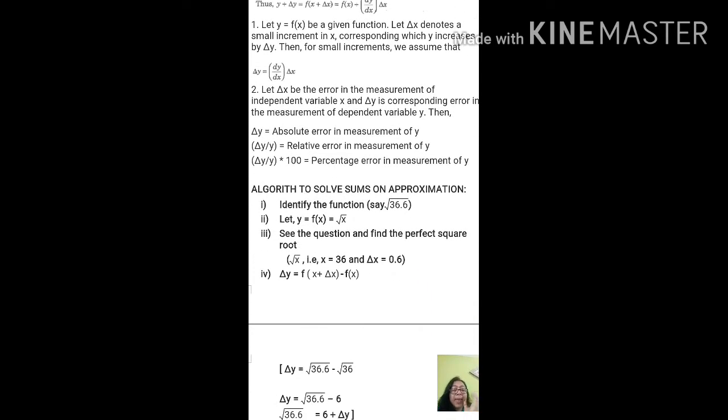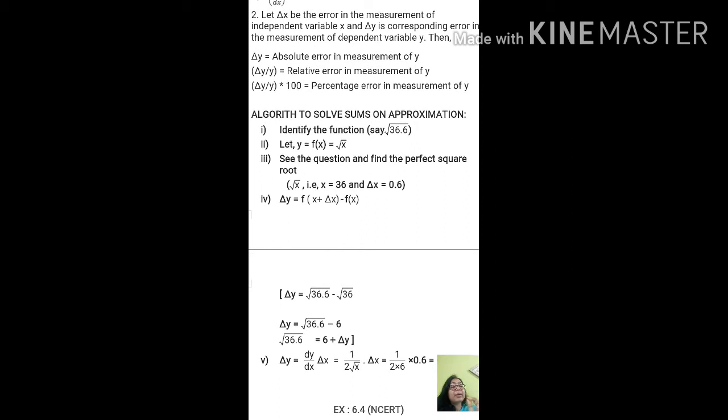Now let us explain the algorithm to solve the sums on this approximation. First you have to identify the function. Suppose it is given here, I have taken one number, root over 36.6. It can be not only the square root, it can be the cube root, the 10th root, anything. Then you have to consider the function according to that. So here, suppose y is equal to f(x), that means we have considered root x. Next, you have to see the question and then decide the perfect square.